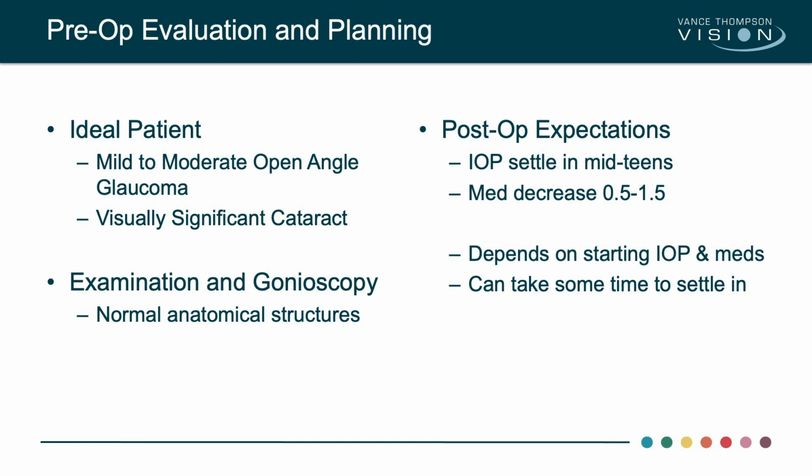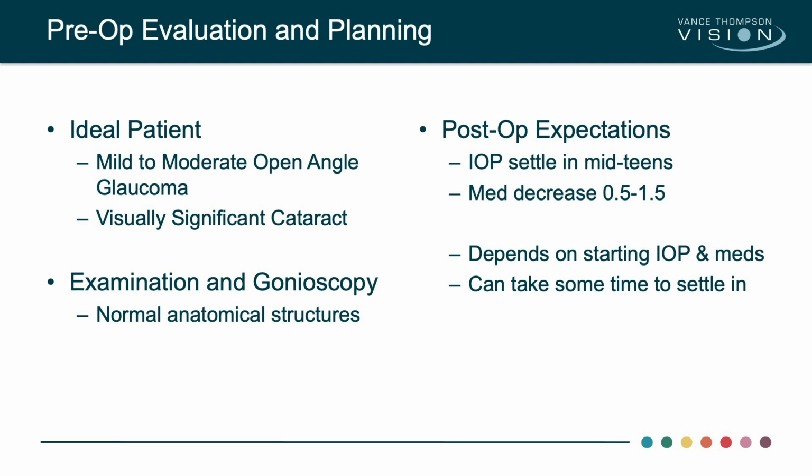You want to have a normal anterior segment exam and normal angle structures. And for post-op expectations, most likely the IOP will settle somewhere in the mid-teens, and the medication burden will decrease by 0.5 to 1.5 medications.